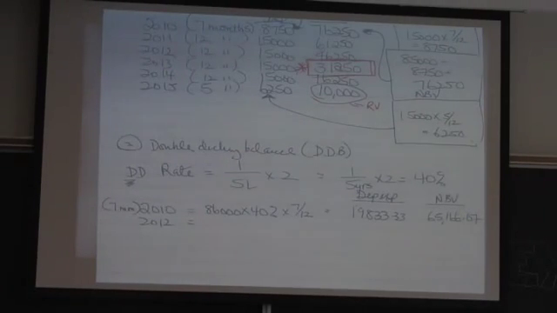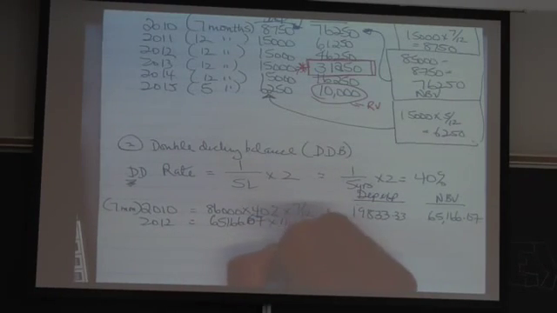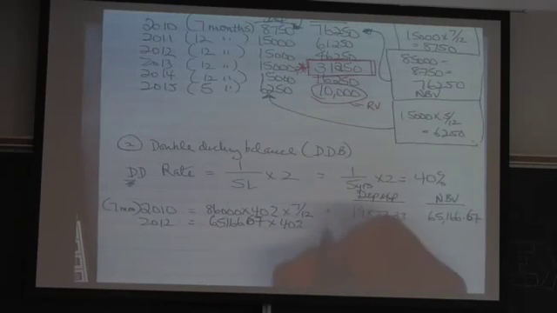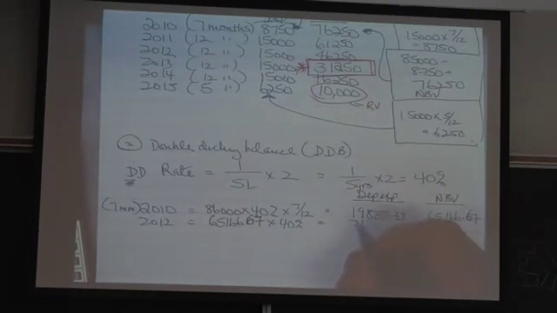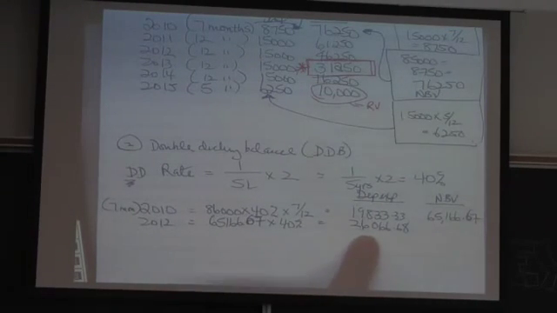So hold on, let me check. I've got 85 minus 19,833. That should be 65,166. So this should be 65,166.67 times 40%. This should be 26,066.68. That should be the depreciation expense. And the net book value is 39,100.